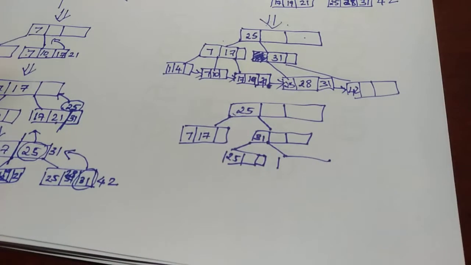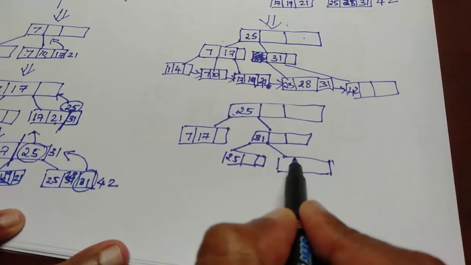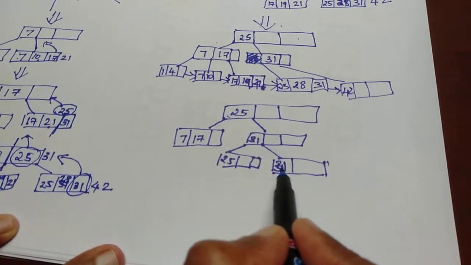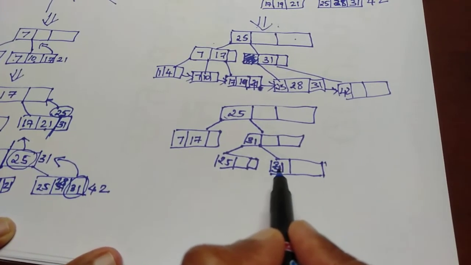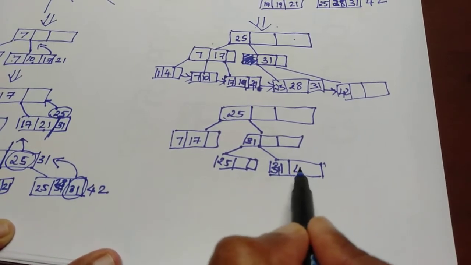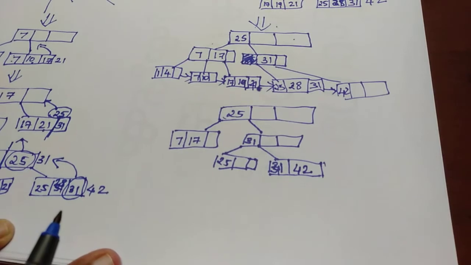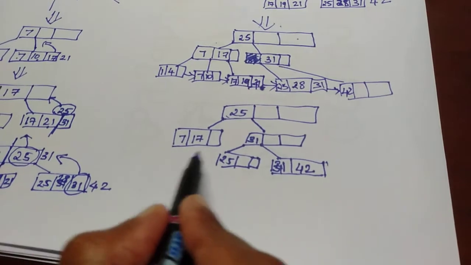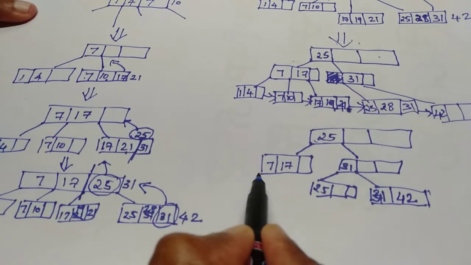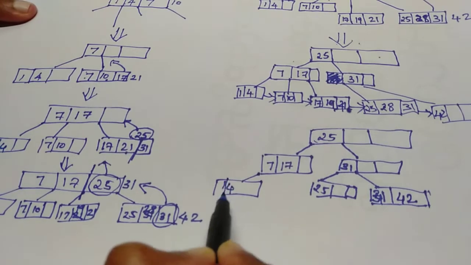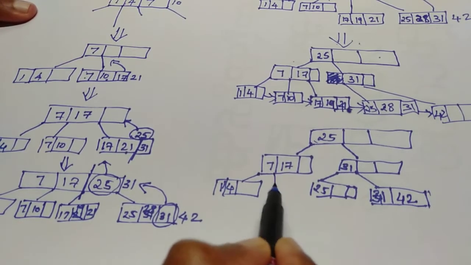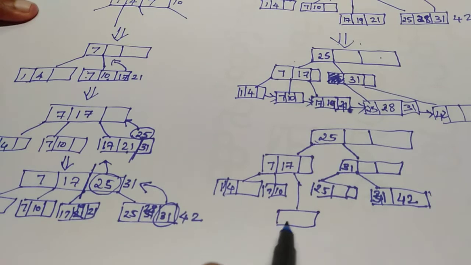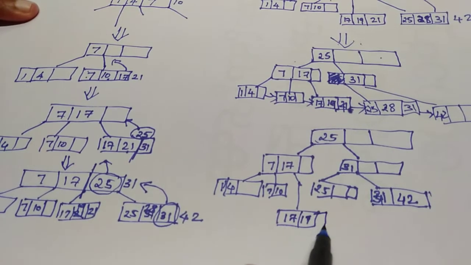Do I have an element to the right of 31? Yes. To the right of 31, I have to write 31 because this element is there over here. So I am writing 31 and 42. Okay. Now after this I have all these elements. There are no changes over here. So just as previously, before the 7 we have 1, 4 and there is a space. After 7 we have 7 and 10. To the right of 17 we have 17, 19 and 21.